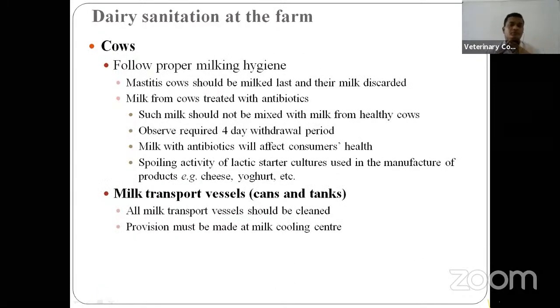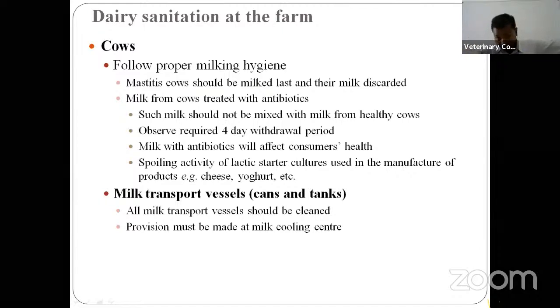Now it comes to the cows. The proper milking sequence is very important. When we talk about the dairy farm, some animals will be having mastitis, and you know that there are two types of mastitis. The later half of my discussion is on mastitis, so we'll discuss that then. At this point of time, just understand that those animals suffering from mastitis should be milked at the last. You identify those animals that are mastitic and keep them at the end.